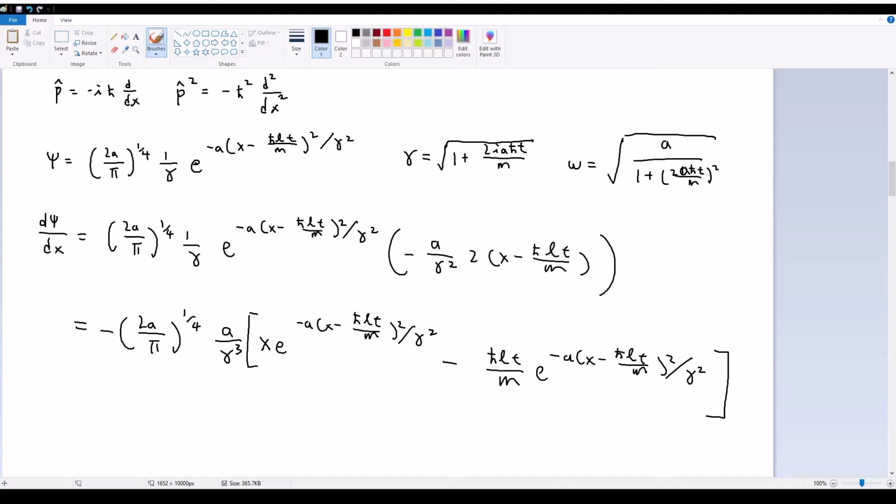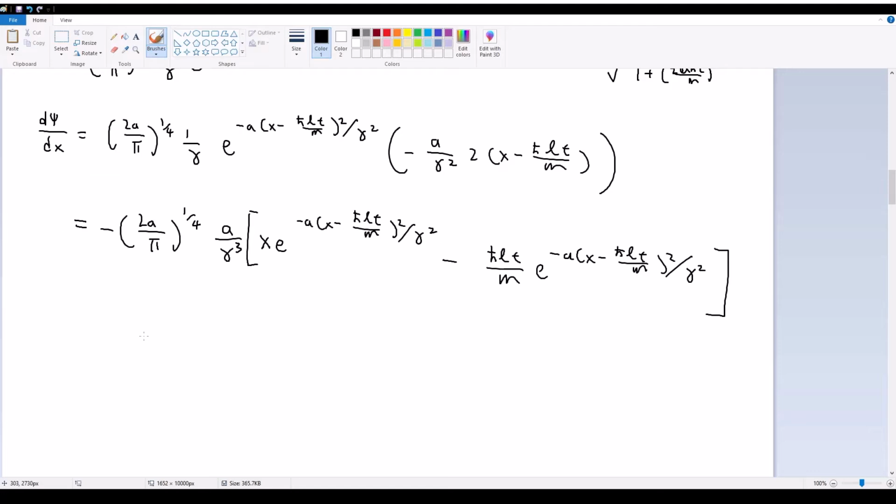Once again, this is physics. We don't want to focus on math. This is way too painful to do. So I'm just going to write the answer down. If you plug this into a calculator, you should get that the expectation value of p squared is equal to h bar squared times a plus l squared.